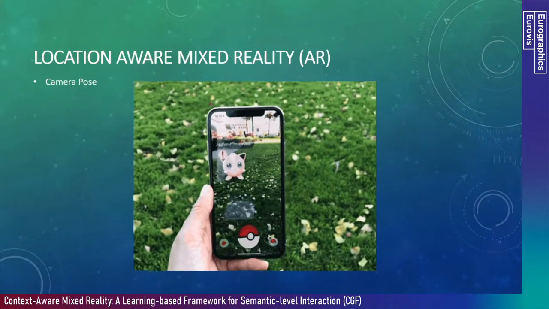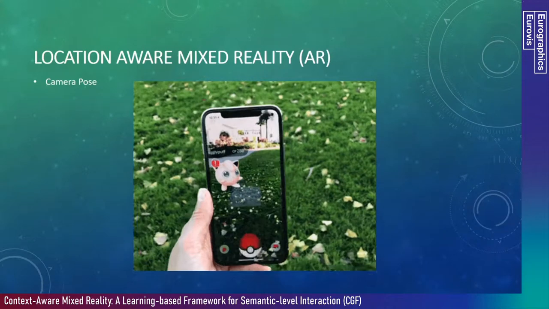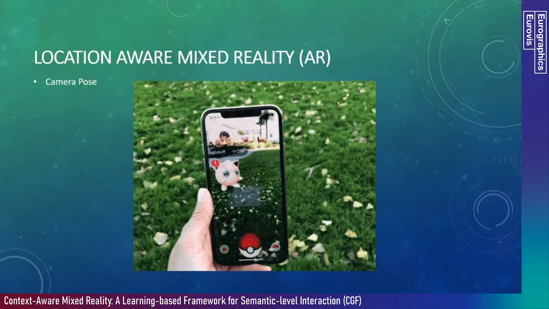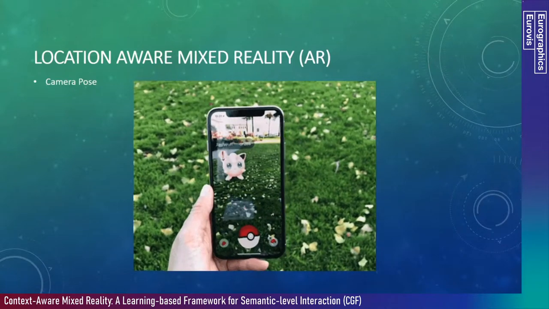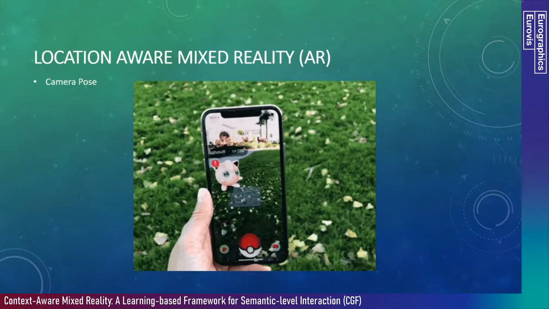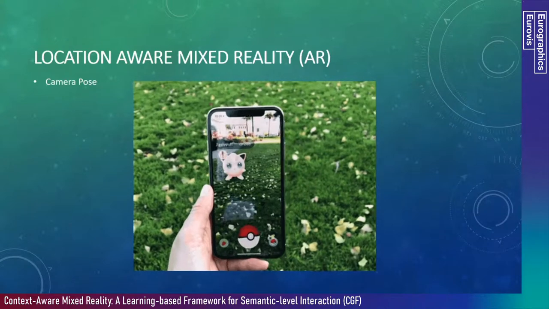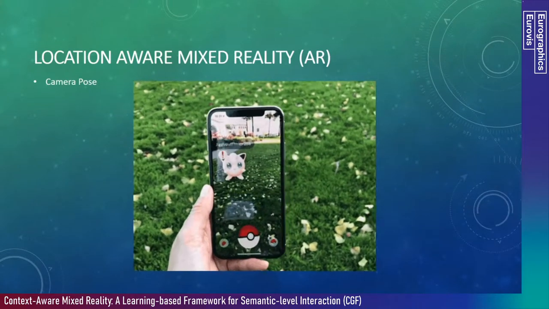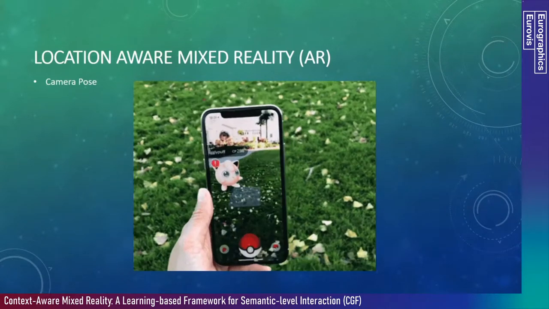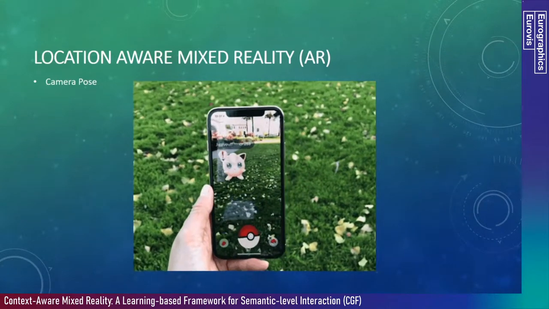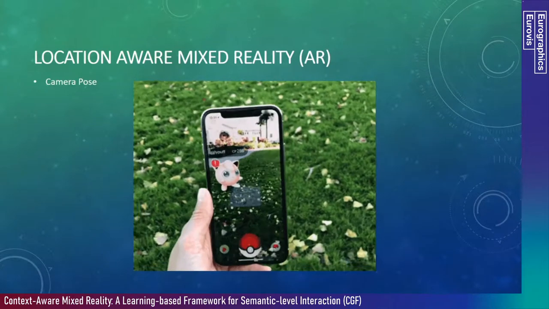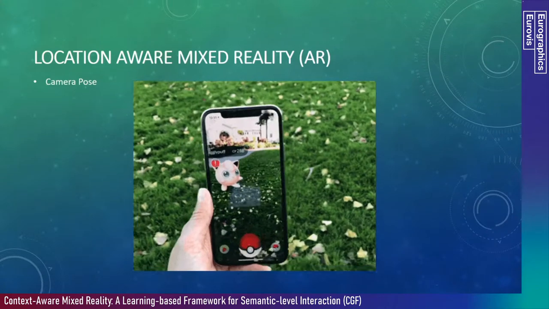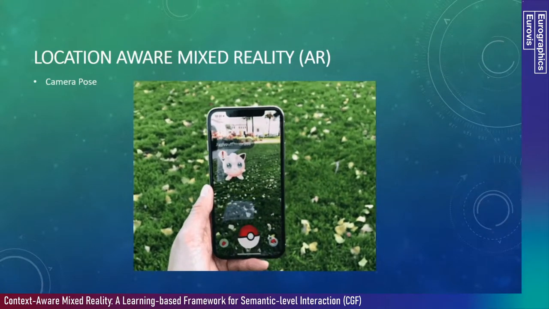It's like in this video, which shows a very popular mobile game called Pokemon Go, where your camera pose is known so that it can overlay the virtual object into the real world, and when you are moving your camera, it creates the experience that the virtual object exists in the real world. However, the virtual object knows where your camera moves, but it doesn't know anything about the surrounding environment.